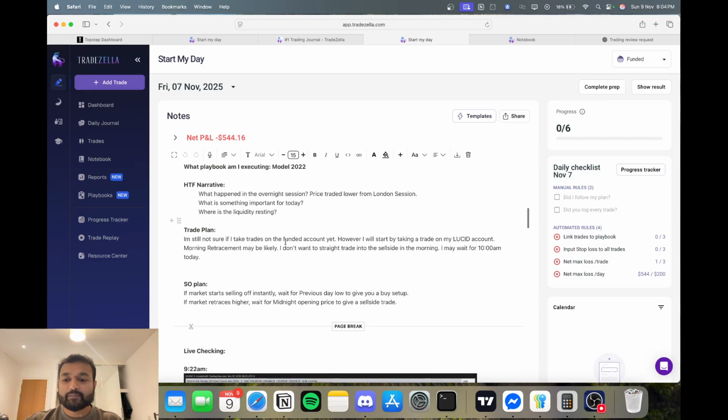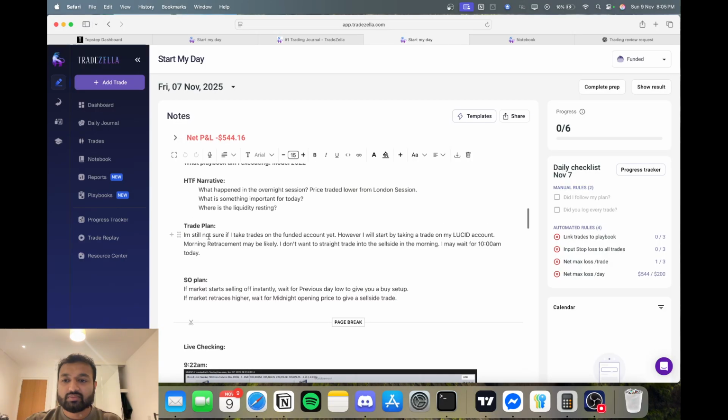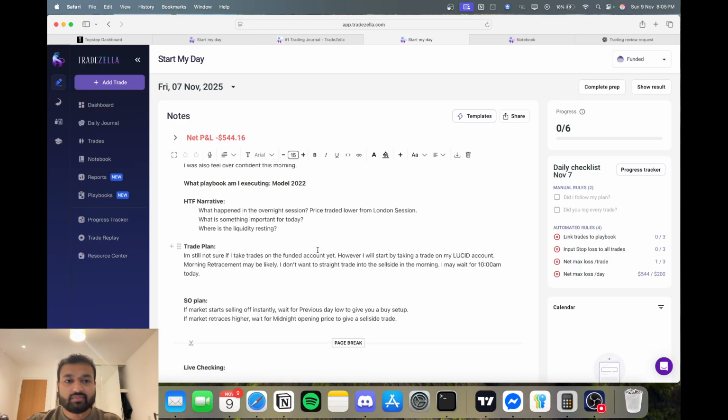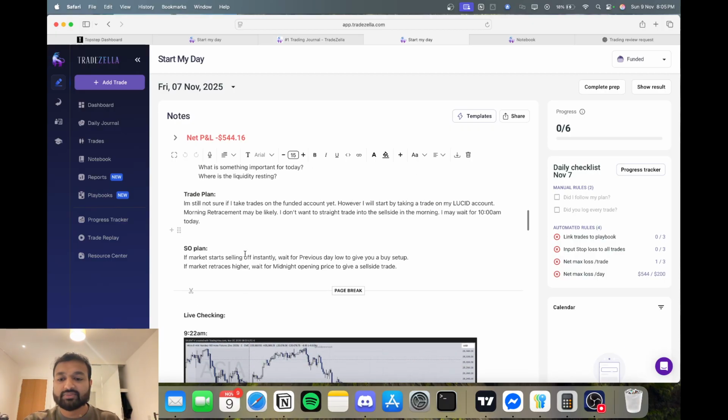So my trade plan was here, November. I'm still not sure if I should take a funded account trade. However, I will start by taking a trade on my Lucid. I got an evaluation as well, which is Lucid.